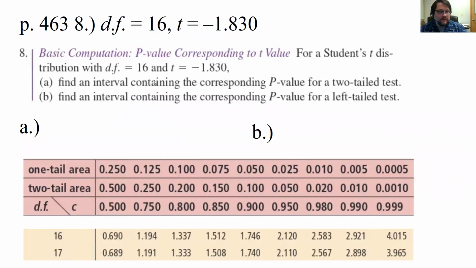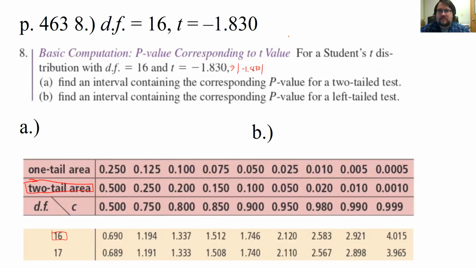All right, so let's look at page 468, number 8, and I did a little snip here. For a student's t distribution with degrees of freedom of 16 and a t-value of negative 1.830, find an interval containing the corresponding p-value for a two-tailed test. So here's the two-tailed test, right? And we're using 16 degrees of freedom. So I snipped the table here, 16 degrees of freedom, and we're going to try to find our value. Now, even though this is negative, you always use the absolute value of that.